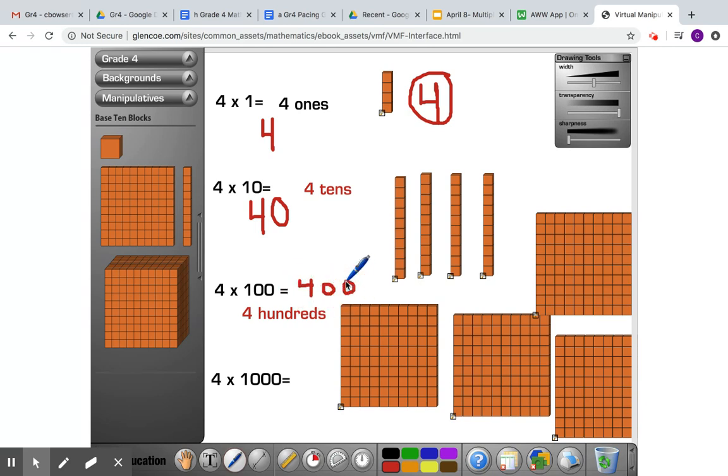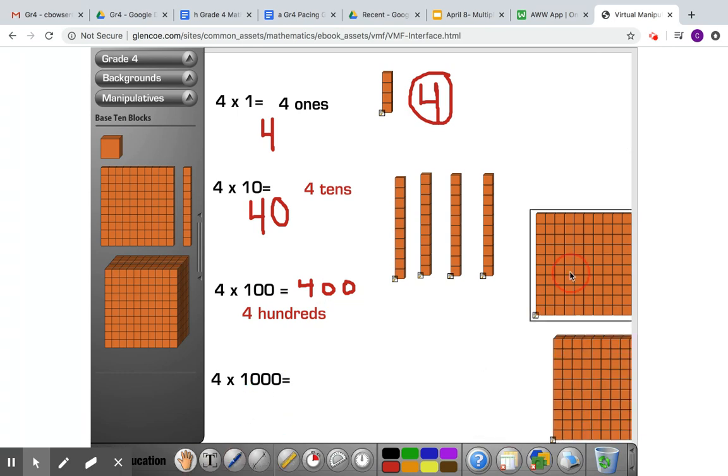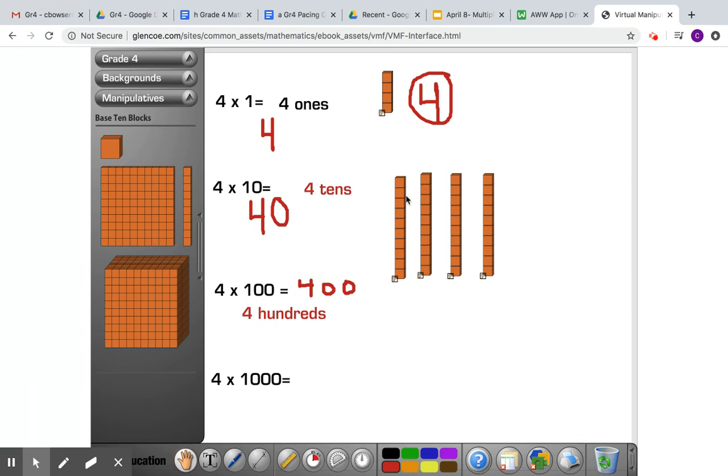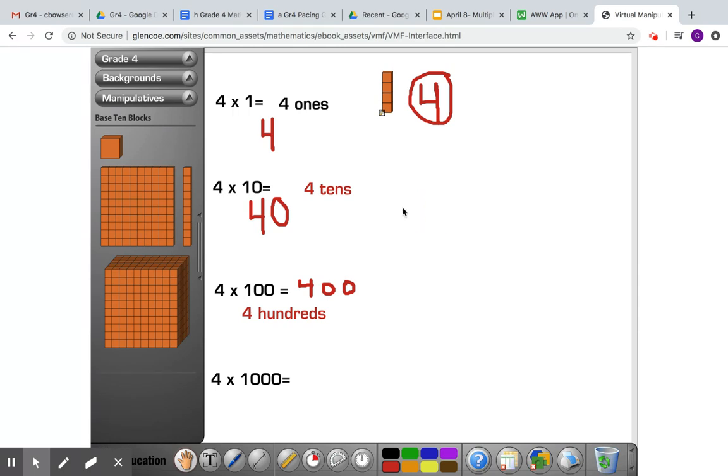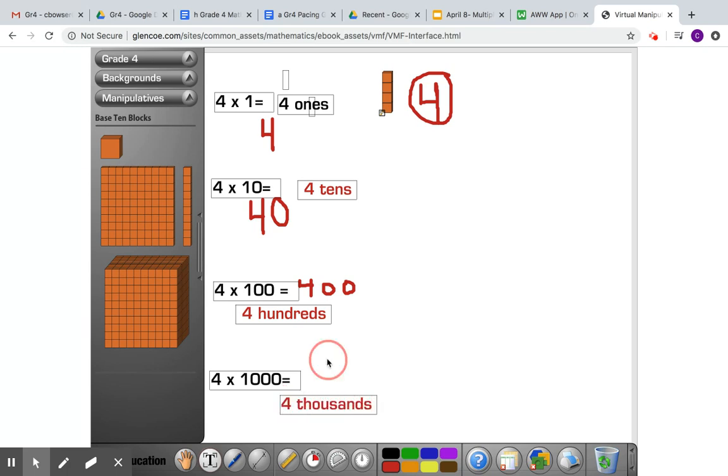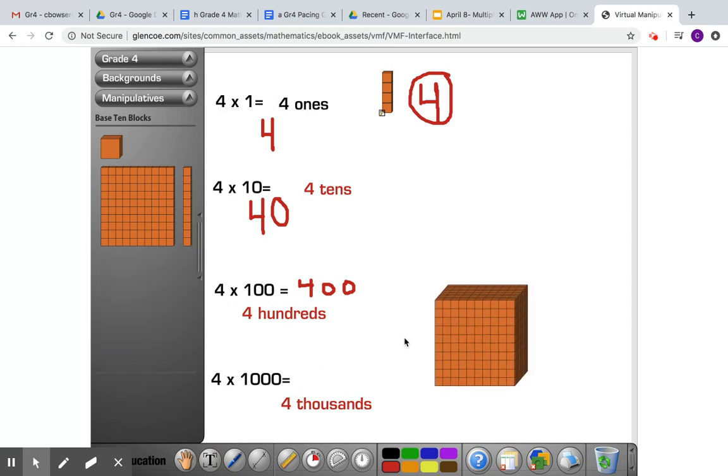Okay, now we're going to do 4 times 1,000. I'm going to delete some of these because I want to have a little more space so I can really show you those thousands. Because it's important that we represent everything we do in math with concrete objects. So 4 times 1,000 can also be named as 4 thousands. So I'm going to pull out 4 thousands.